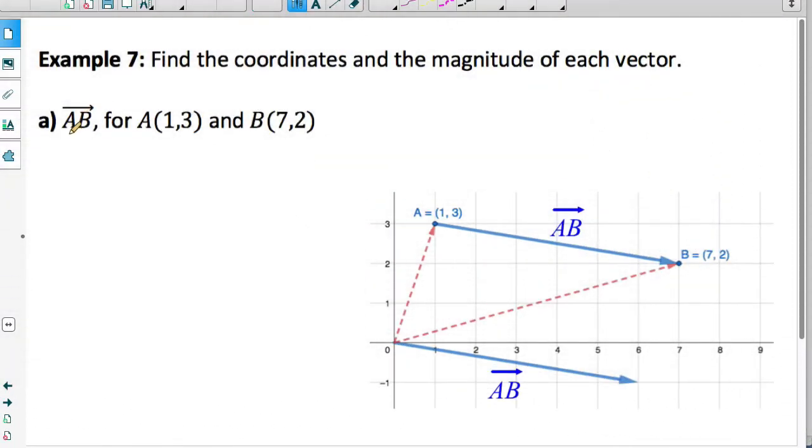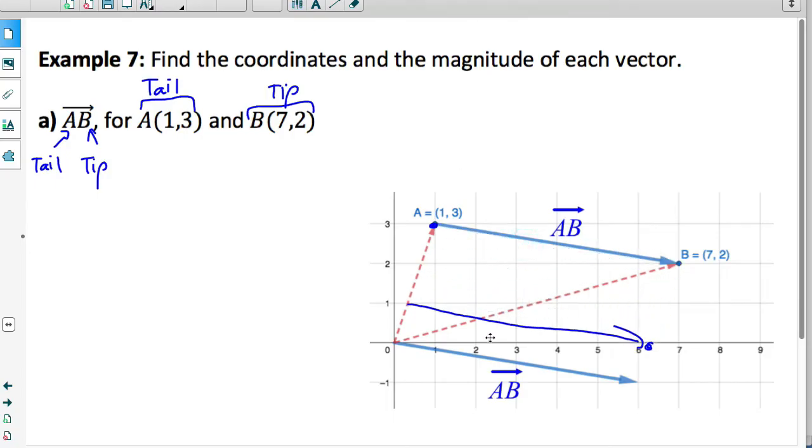If we want to figure out how to describe vector AB as a position vector, and all we're told is that vector AB starts at this point, right? Because in this notation, whatever letter comes first, that's the tail of the vector, and whatever letter comes second, that's the tip of the vector. And we know the coordinates of the tail and the tip, right? This is the tail, and this is the tip. So if I want to describe this vector that goes from point A to point B as a position vector, I have to figure out, if I were to take that vector and move it so its tail is at the origin, what are the coordinates of the point at the tip?